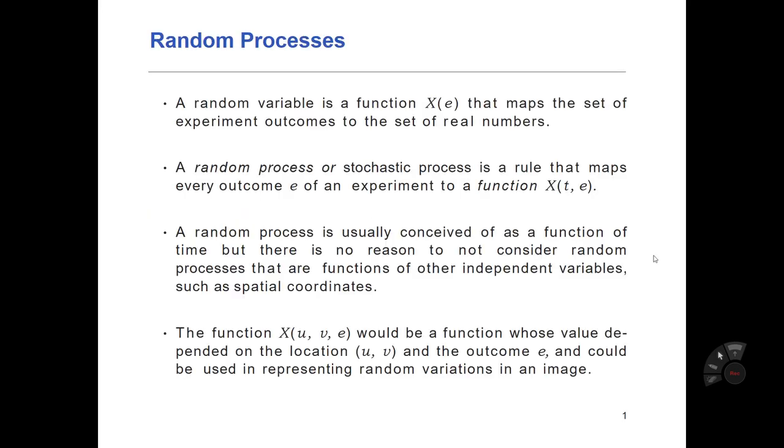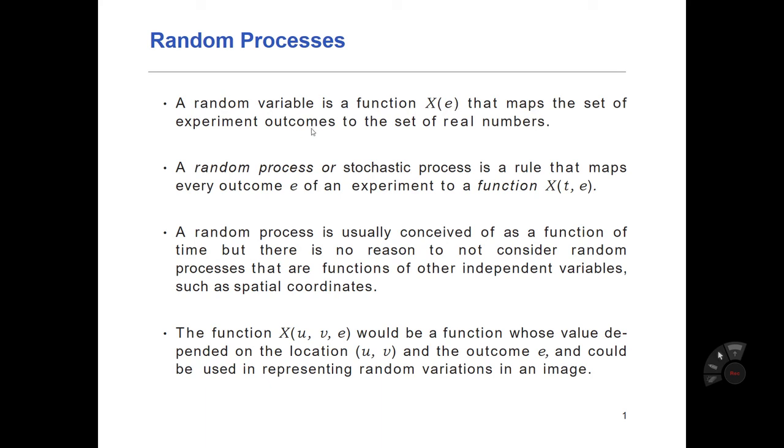So now, random process. What is a random process? Here we will talk about random and stationary processes. We must know there are some random noises in the Gaussian PDF. The random variable is a function x of e that maps the set of experiment outcomes to the set of real numbers. So here e is a set of experiment outcomes.